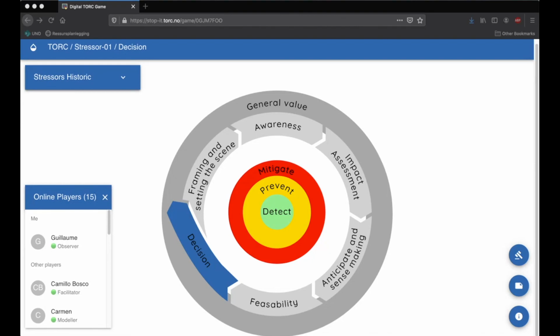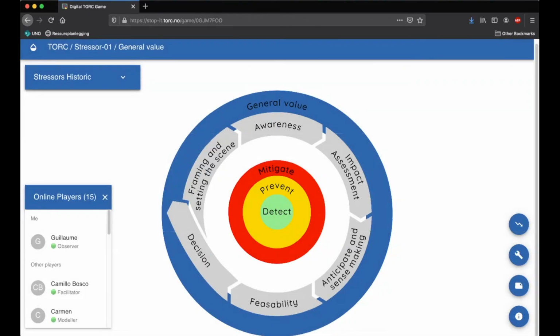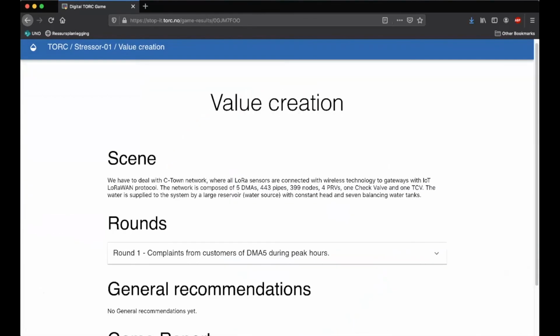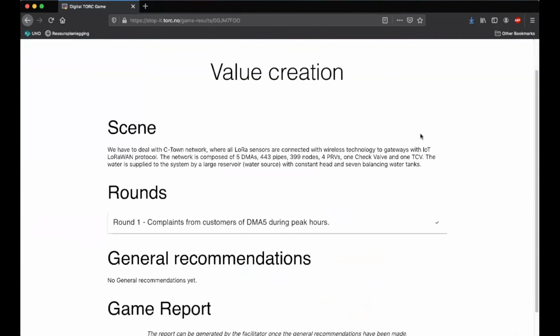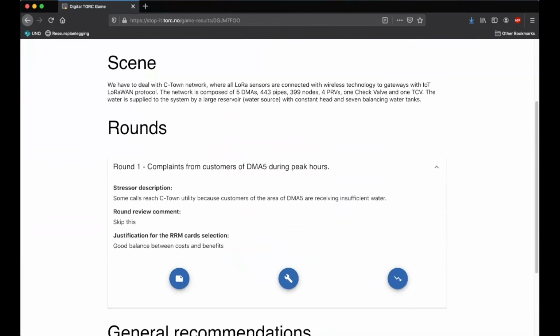Okay, yes, perfect. Yes, so basically we can end the game. Yes, and I'm adding the general recommendation I just said. And probably now you can see this screen where you can generate the game report at the bottom of the page.